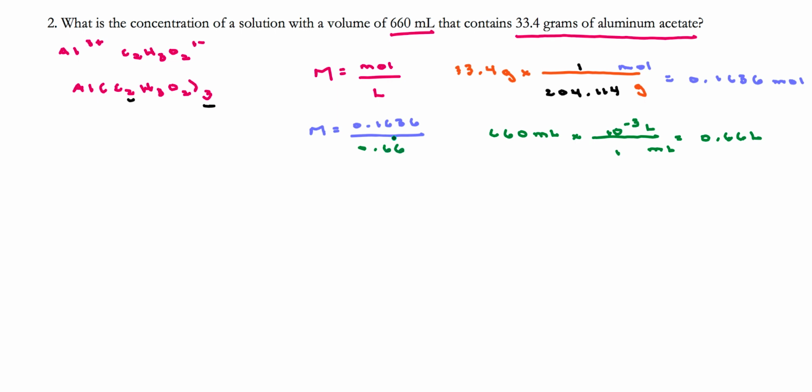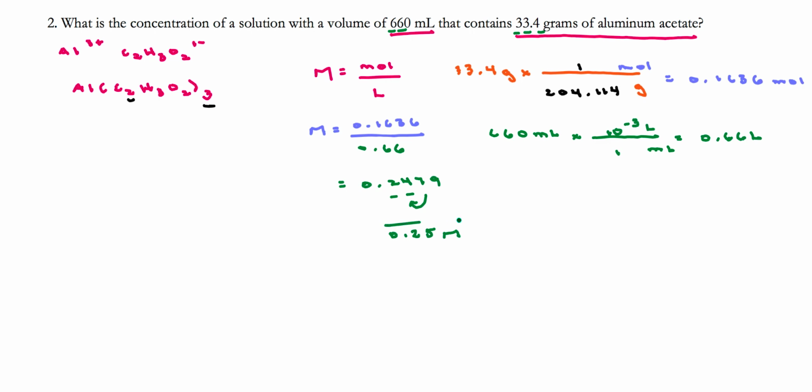Okay, so I'm going to divide the 0.1636, but I kept the entire number in my calculator still. I'm just going to divide that by 0.66, and I get my concentration. So my molarity is 0.2479. Let's check sig figs. So 660 has 2 sig figs. That's why I wrote only 0.66, not 0.660. And 33.4 has 3 sig figs. So my final answer should have 2. So this is going to be 0.25, and my units are molar.